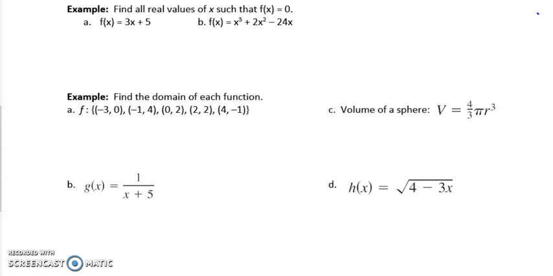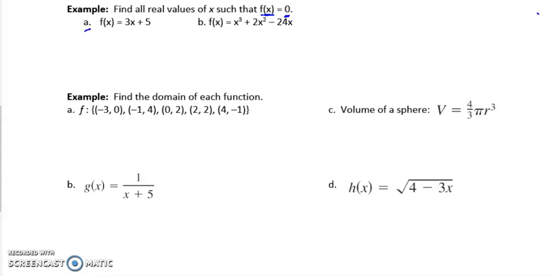All right, so we finished up on this example here, and so it says find all real values of x such that f of x equals 0. Another way to say that is find the zeros or find the roots. So you should have seen this in Algebra 2.